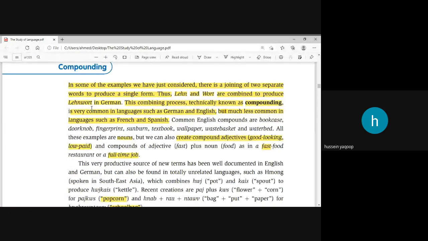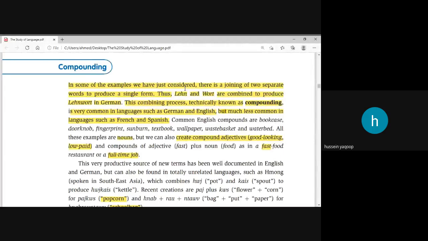Compounding. In some of the examples we have just considered, there is a joining of two separate words to produce a single form. Compounding is a process of forming new words, but the process itself is different from one station to another. It's a long journey, through which we come across maybe 6 or 8 terms to understand the main topic, which is word formation. One of those is compounding. Now let's see what we have in compounding. There is a joining of two separate words to produce a single form.